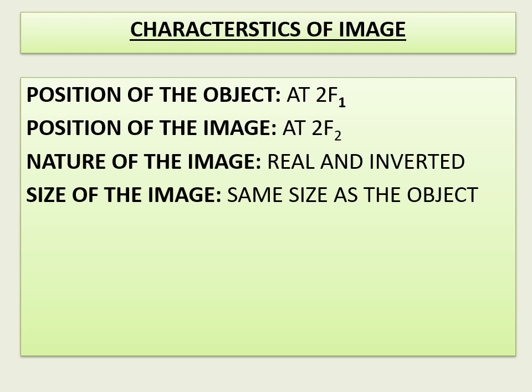So you are placing your object on the left side of your lens. So you will find your image on the right side, from the optic center at 20 centimeter. At 20 centimeter again you get the image, and that will be real, inverted and the same size as the object.